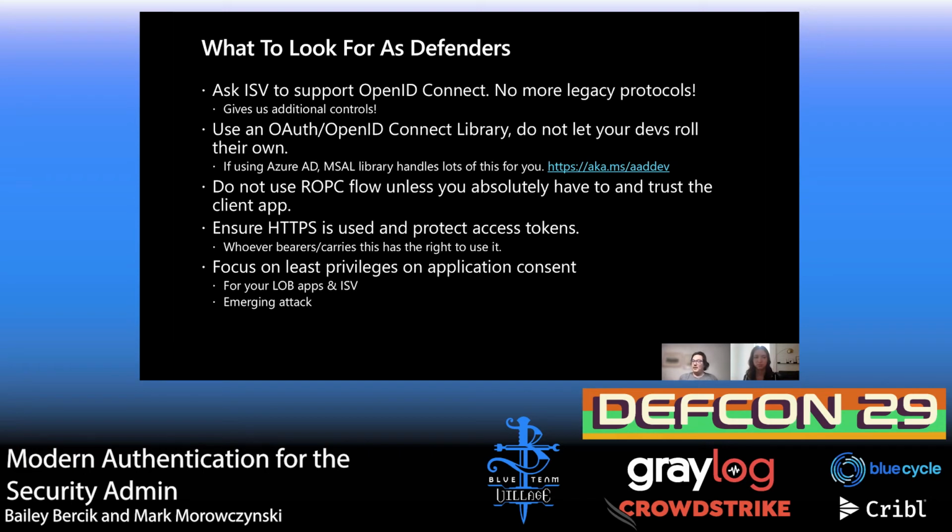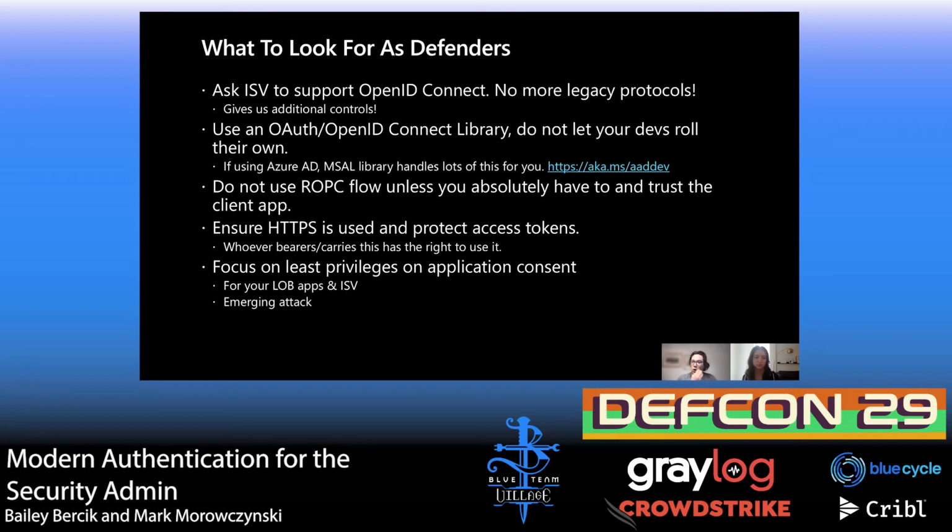Fourth thing here, we want to make sure we're using HTTPS wherever we can, because whoever has that access token has the right to use it. So we want to make sure we're protecting those access tokens. Sometimes, like I said, they're called bearer tokens in documentation, or just tokens, but we want to make sure we're protecting those. We want to make sure we're using HTTPS.